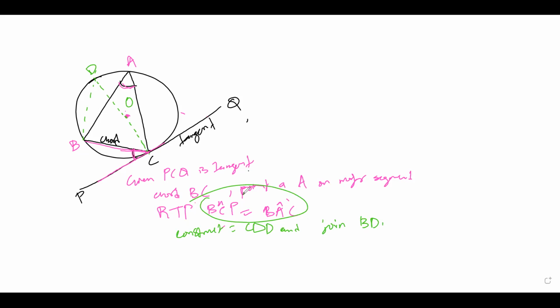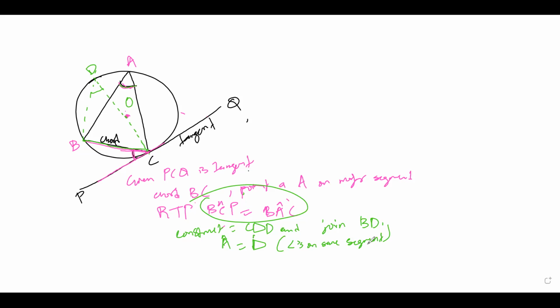Now, when you construct something, you need to be able to pick up a few things from there. Can you see what we have constructed? We can pick up angles on the same side. Can you see angle A is equal to angle D? They are on the same side of the segment. They are subtended by this chord BC. They are equal, angles in the same segment.